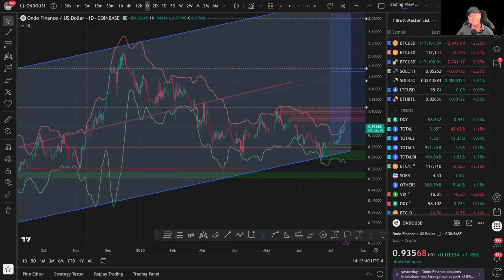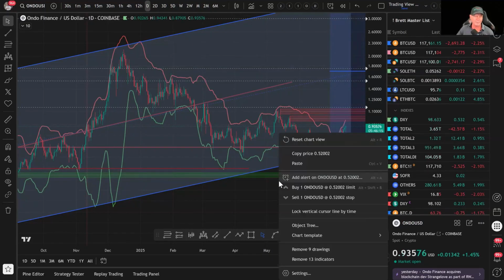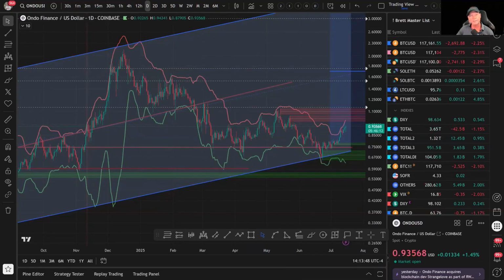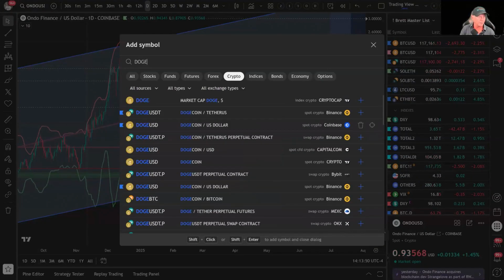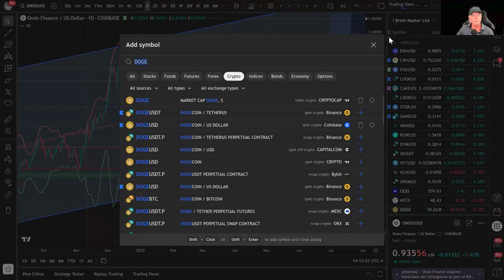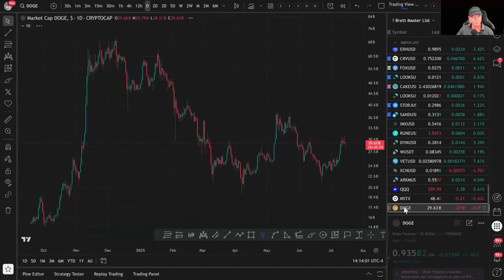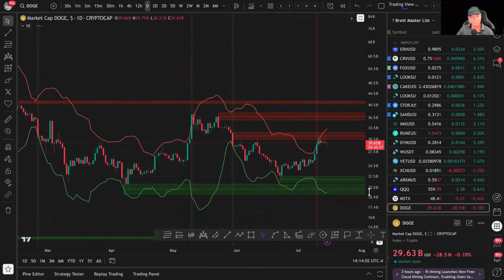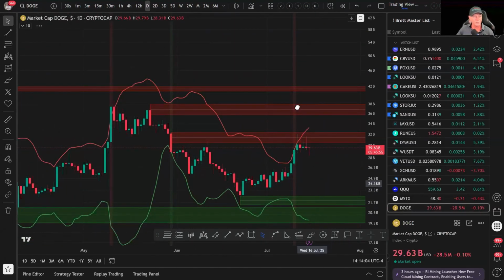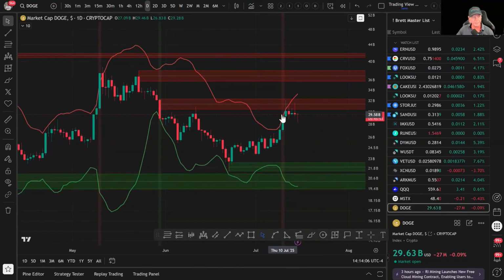You can do a new symbol. It used to be you could right-click on the chart and add it to the watch list, but you can't do that anymore. I don't know why. So you have to go over here if you want to add something to the watch list, like good old Dogecoin. The chart was actually looking pretty good on Doge there. I'm not a big Doge holder. But it rejected. Guess where it rejected? Where the sellers were. See that? All right, so much for Doge.